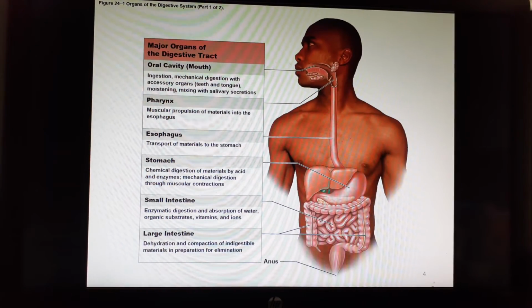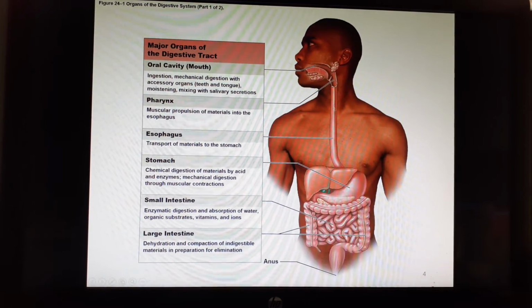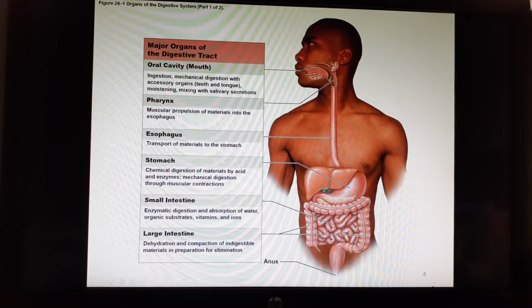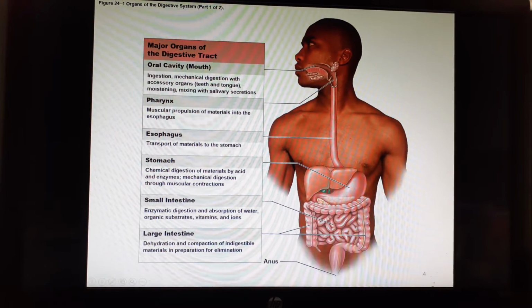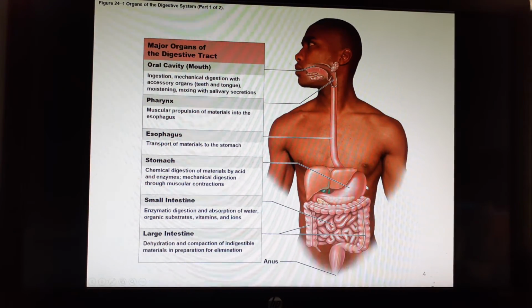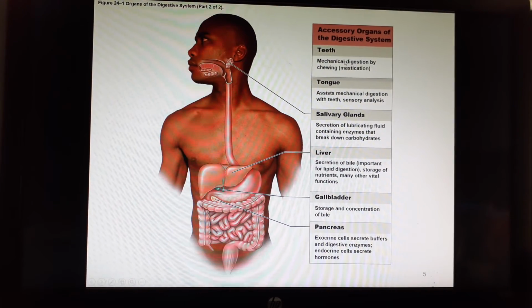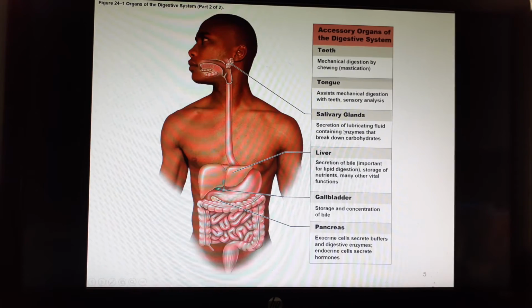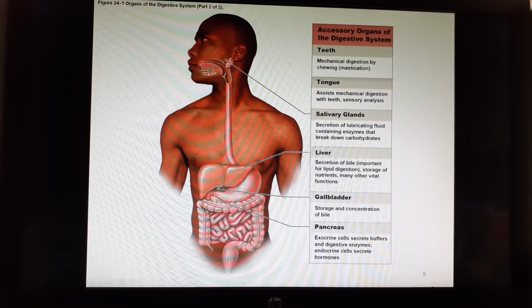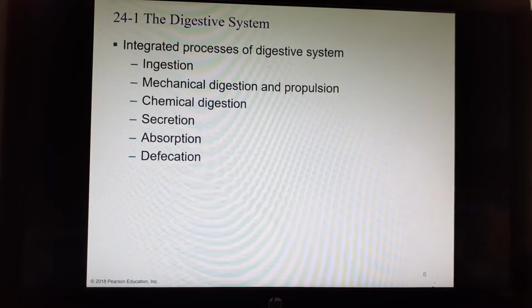Okay? So here are the major organs. We have the mouth, the oral cavity. We have the pharynx. We have the esophagus. We have the stomach, we have the small intestine, and we have the large intestine. So that is the actual tract. The accessory organs include the teeth, the tongue, the salivary glands, the liver, the gallbladder, and the pancreas. So lots of accessory organs as well.